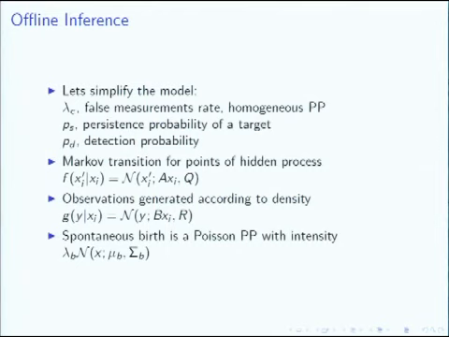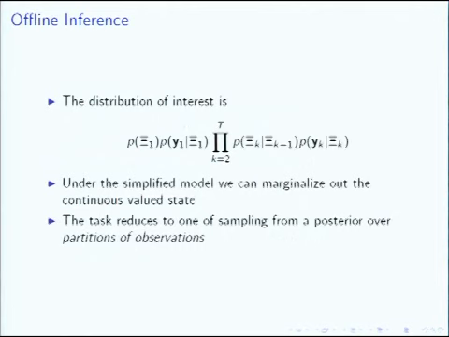So remember, this is my likelihood. If an object gave me an observation, it gives me an observation according to this likelihood. And there's an appropriate Gaussian assumption for the birth process. So this is the distribution of interest. It's Markov, and this is essentially the law of the process from time 1 to capital T given the observation record. Okay? But the point is here, under the simplified model, we can marginalize out all the continuous valued variables in here.